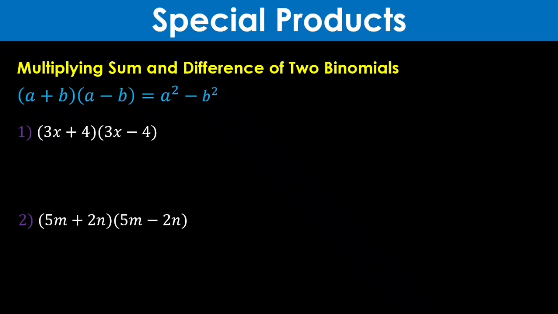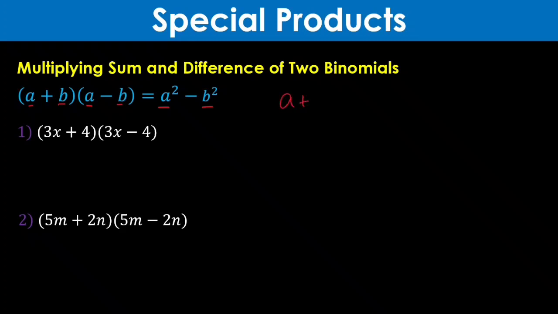Let's move now to multiplying the sum and difference of two binomials. Now this is pretty interesting, because if you have this form of binomial, a plus b, and the second binomial is also a, but we have a difference here, a minus b, then their product is simply a squared minus b squared. Let's now show this one because it looks interesting.